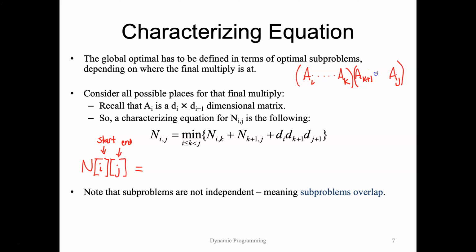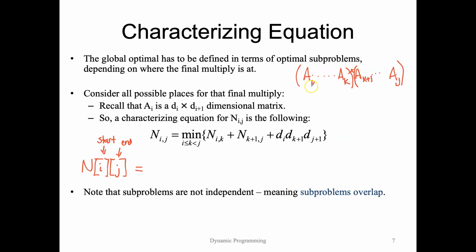Which means when we multiply this entire chain together, first we figure out what the product of this smaller chain is, and then we figure out the product of this smaller chain, and then now that we have one matrix on the left, one matrix on the right, we multiply these two matrices together. So this is the idea here, where our split, our last multiplication, occurs immediately after index k. So somewhere we have this last multiplication.